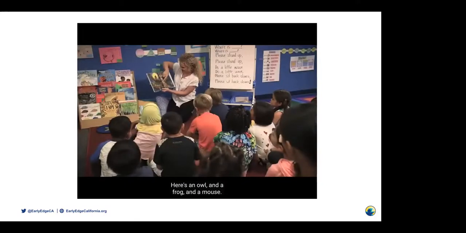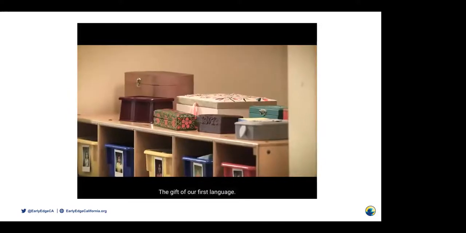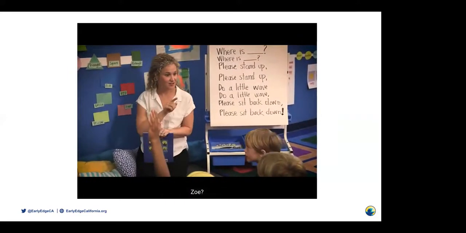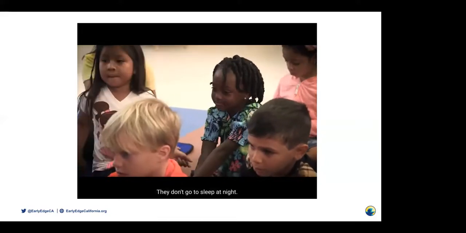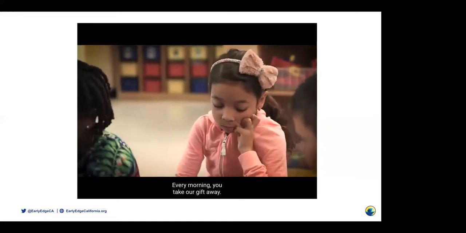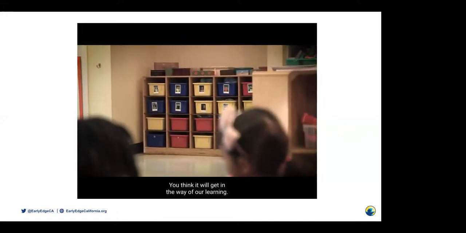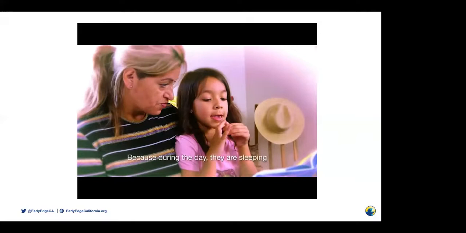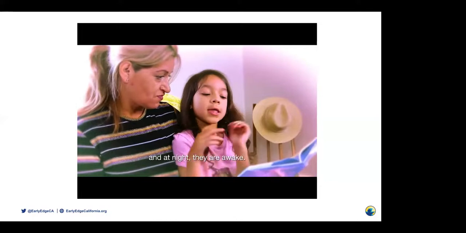Here's an owl and a frog and a mouse. Every morning, we bring our gift to school, the gift of our first language. Why do you think the animals go to school at night? Zoe. They're nocturnal. They don't go to sleep at night. Okay. Valentina, what do you think? Valentina? Every morning, you take our gift away. You think it will get in the way of our learning. ¿Y por qué? ¿Por qué son animales nocturnos? Porque en la día están durmiendo y en la noche están despiertos.